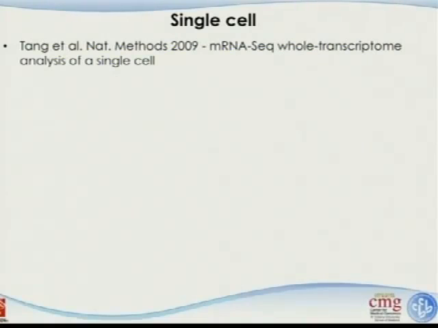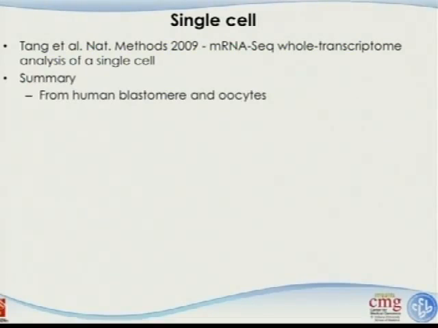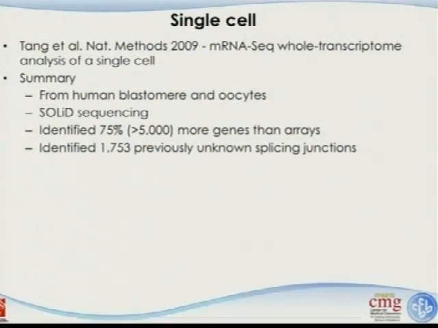Okay. The next study I want to introduce a little bit is the single-cell approach, and this was published in Nature Methods in 2009. It's mRNA sequencing, whole transcriptome analysis at a single cell. And what they did is they took one human blood smear, and oocytes, okay, one cell. And they used SOLiD protocols. They identified over 75%, over 5,000 more genes than using microarrays.